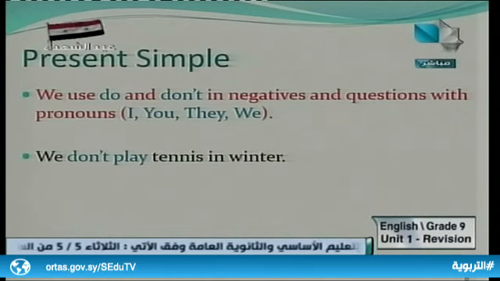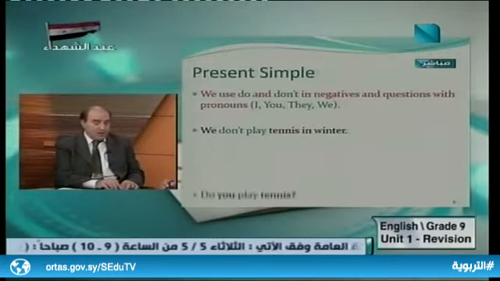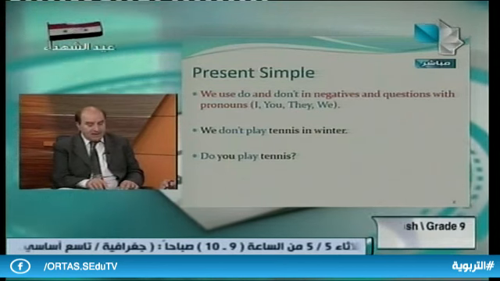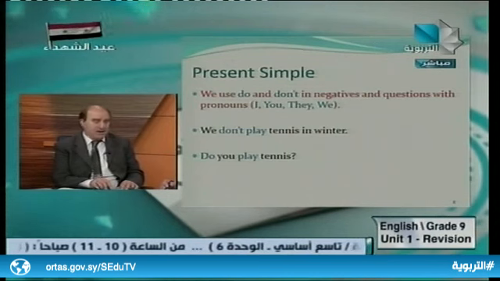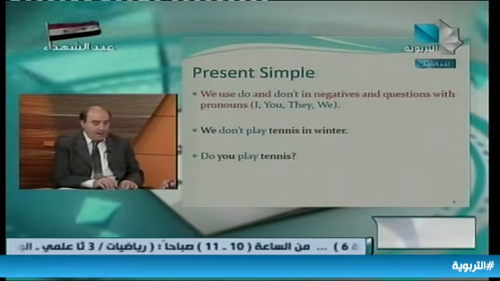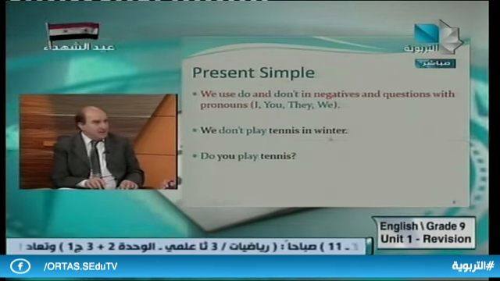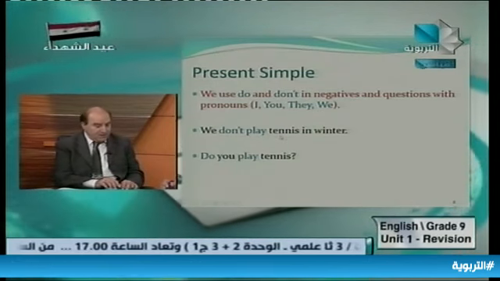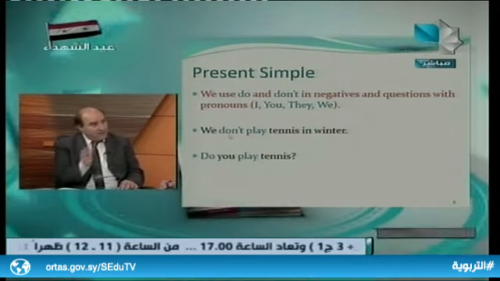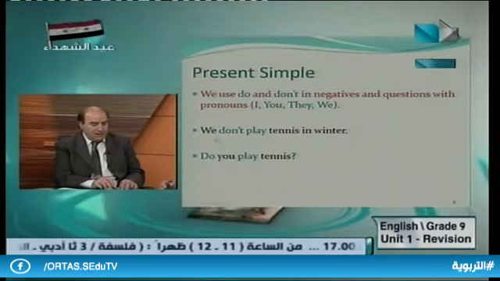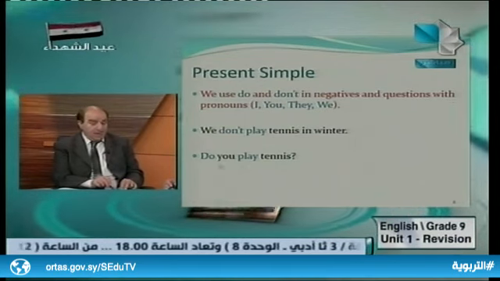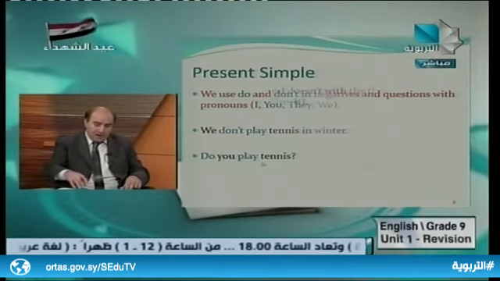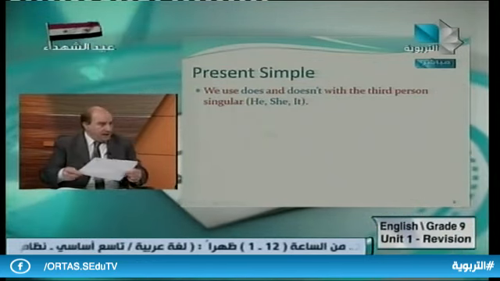Also, the auxiliary verbs used with the present simple are do and don't. We have do for questions and don't for negatives, with the pronouns I, you, they, we. We don't play tennis in winter. Here we have a negative sentence. We use don't followed by the verb in the infinitive, zero form. Do you play tennis? Here we have a question because we have do at the beginning of the sentence.